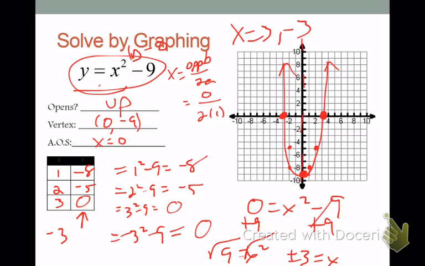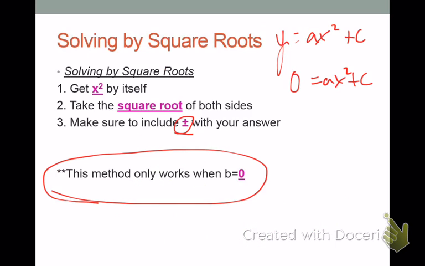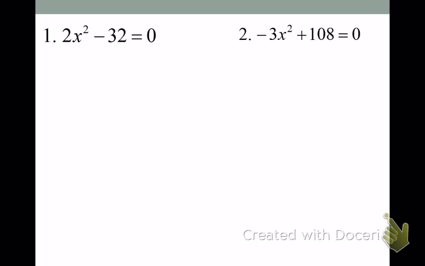Okay? And that's what we found out up there. So it does the same thing. Whether we're graphing or we use the square root method, we should come up with the same solutions. All right? So we're going to plug in 0 for y, and then get the x squared by itself, square root it, and then make sure that we use plus or minus. Right? So there's some examples for you.